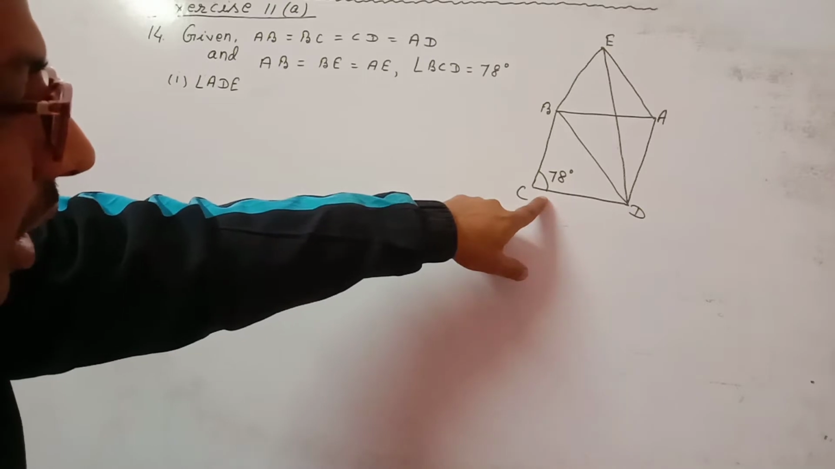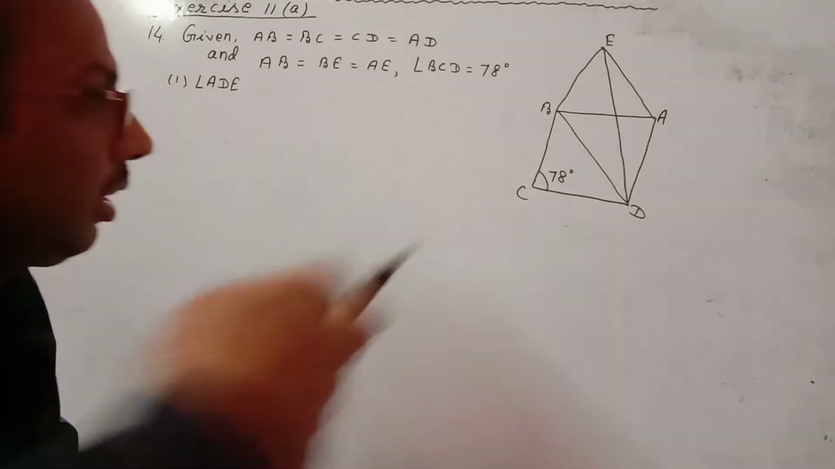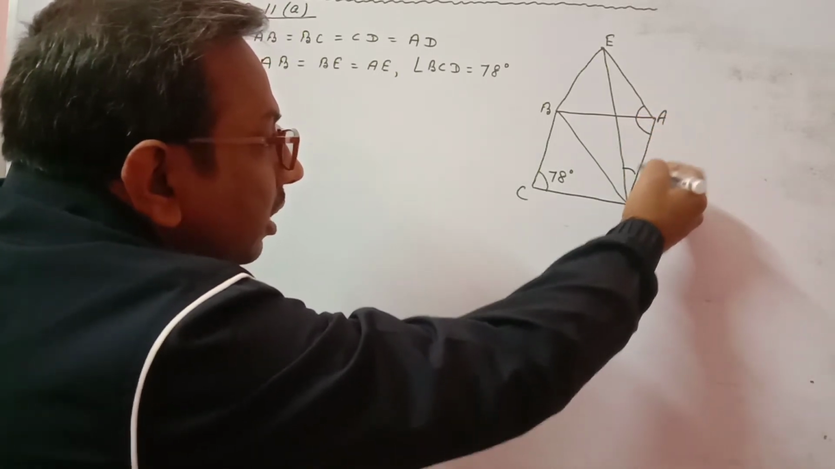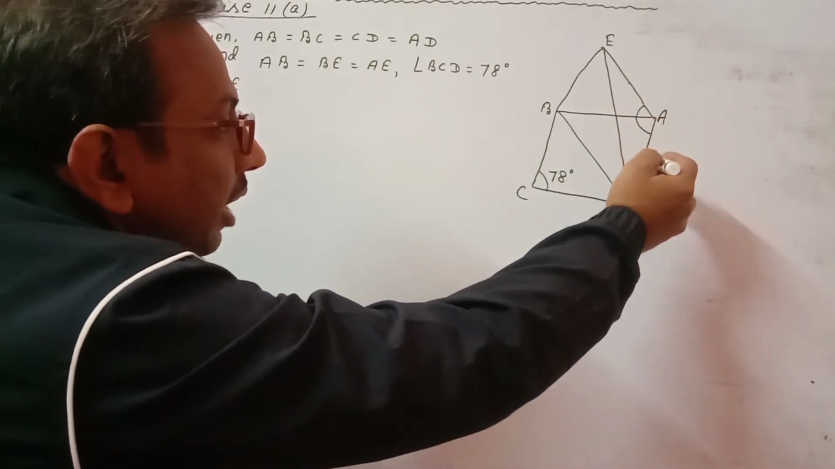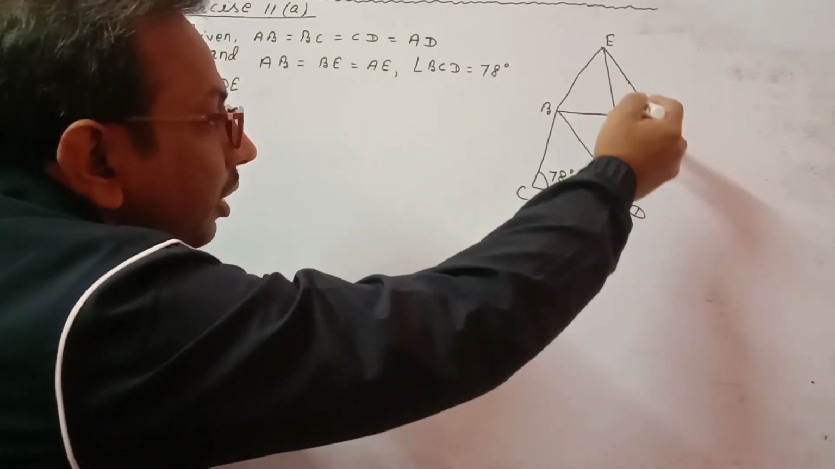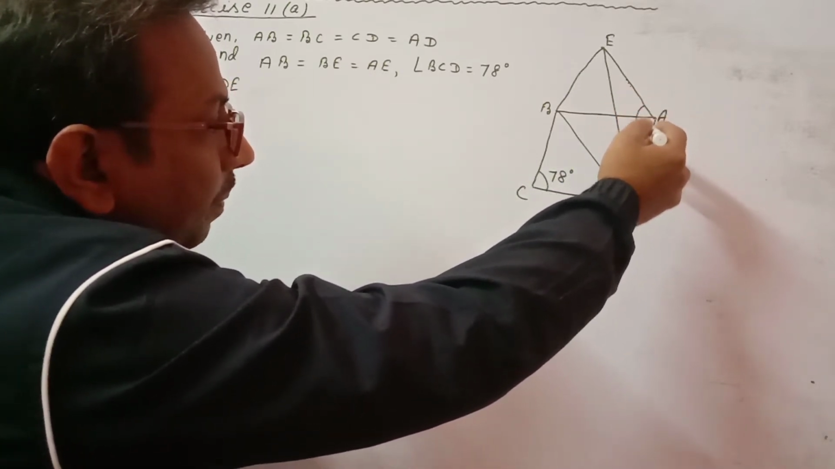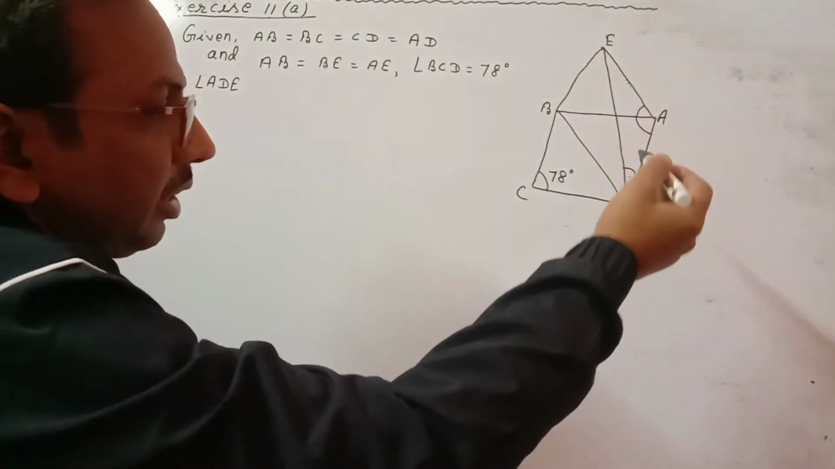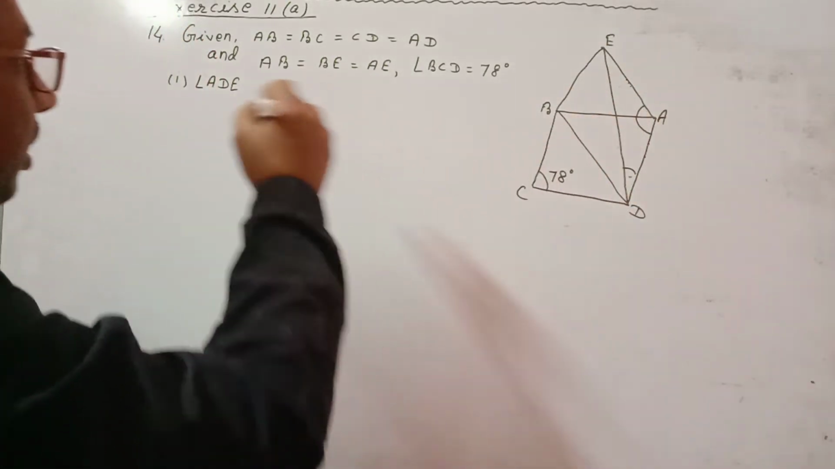One more angle is given, angle BCD equal to 78 degree. Then we are asked to find the value of angle ADE. How to find this angle ADE? If we find this angle, then this angle will be equal to this angle. Why do we say so? Because these two sides are equal. This side is equal to AB and AB is equal to AE. Therefore, these two sides will also be equal. So, when these two sides became equal, triangle ADE became an isosceles triangle in which this angle will be equal to this angle.